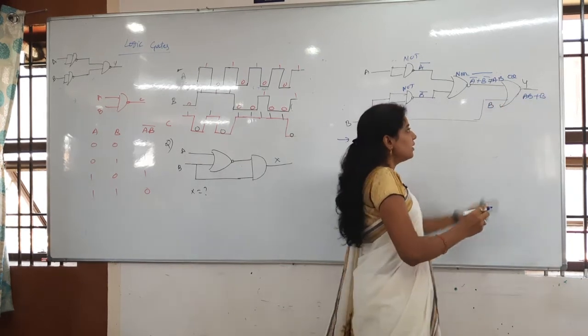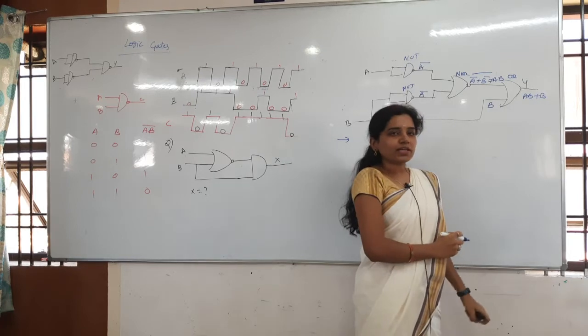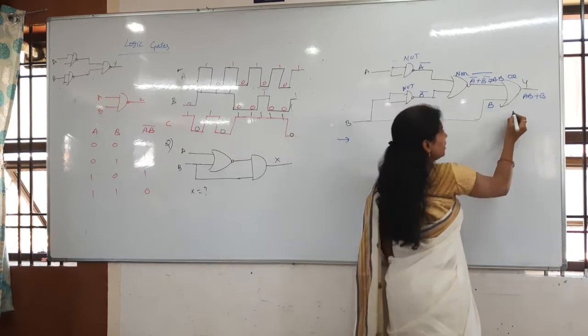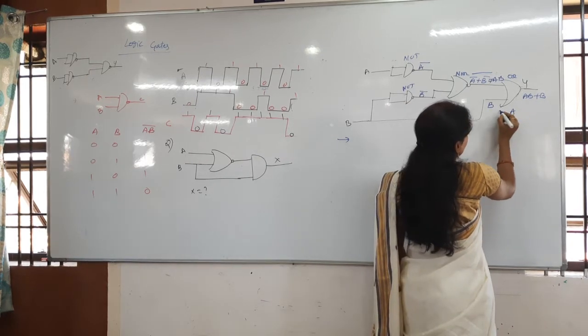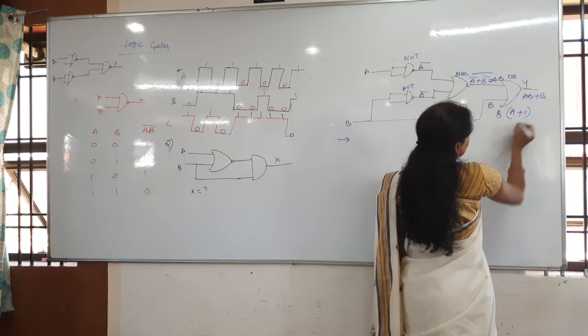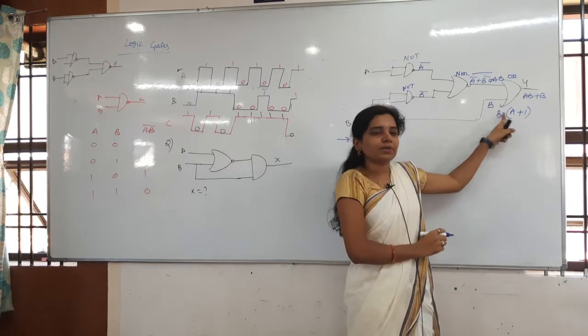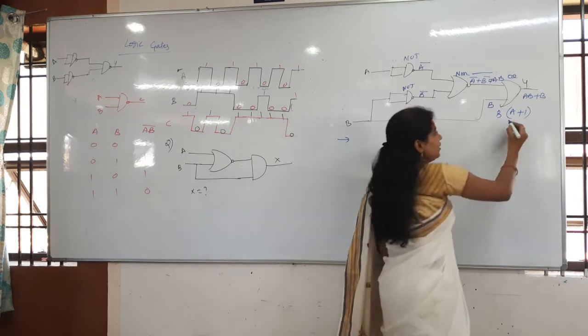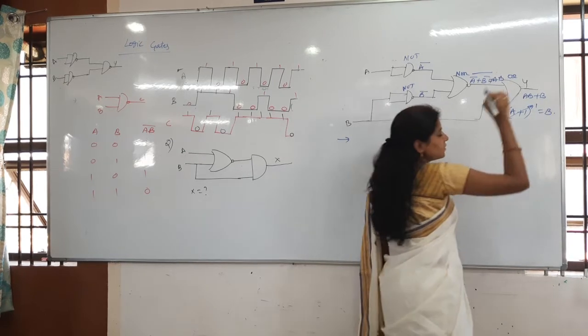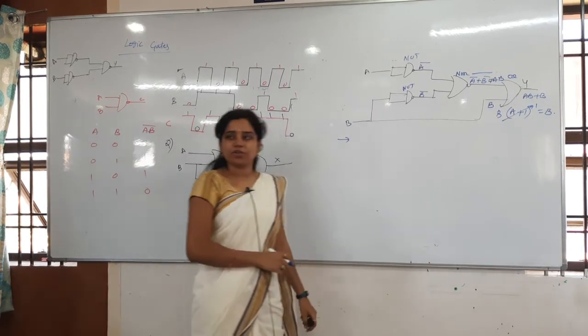OR gate. AB plus B, nothing but what can I take common here? B I can take common. So that B I will take common. So what is remaining? A plus 1. 1 plus anything is how much? 1 only. Then what is the answer? B is the answer. That is the correct one. Clear? That is how you have to solve.